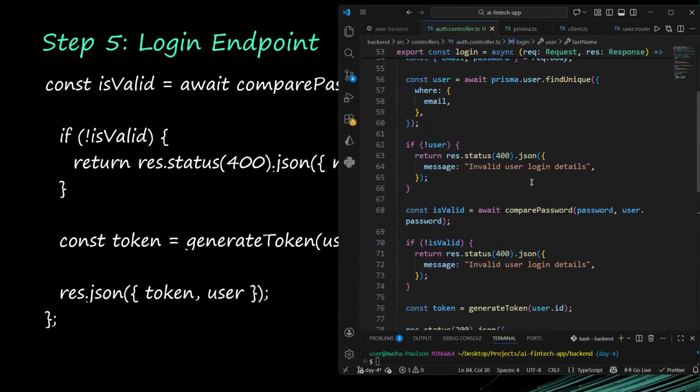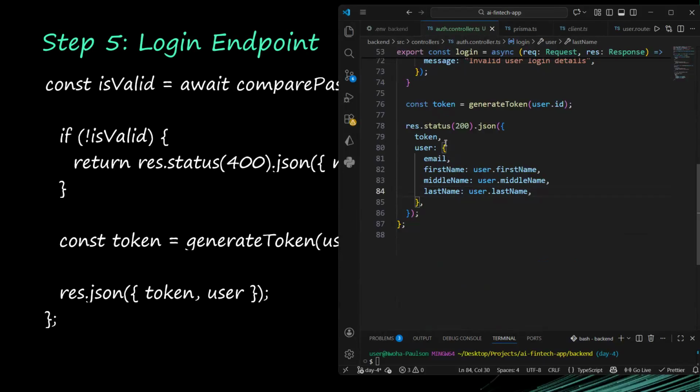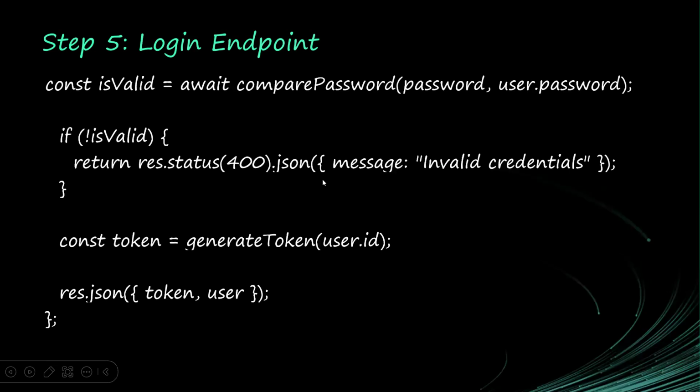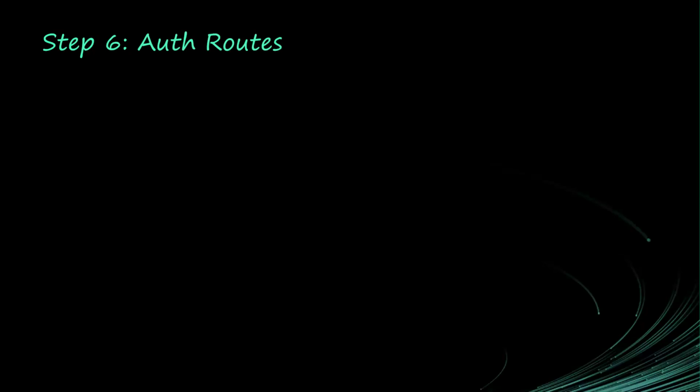So now our login is great. Once we have validated this user, we are now going to generate a token and send it to them alongside some of their details. Okay, now this is perfect. We have already explained everything there. We first of all find the user. If the user does not exist, we give an error message. If it exists, we compare the password, generate a JWT token, and then send them a login success.